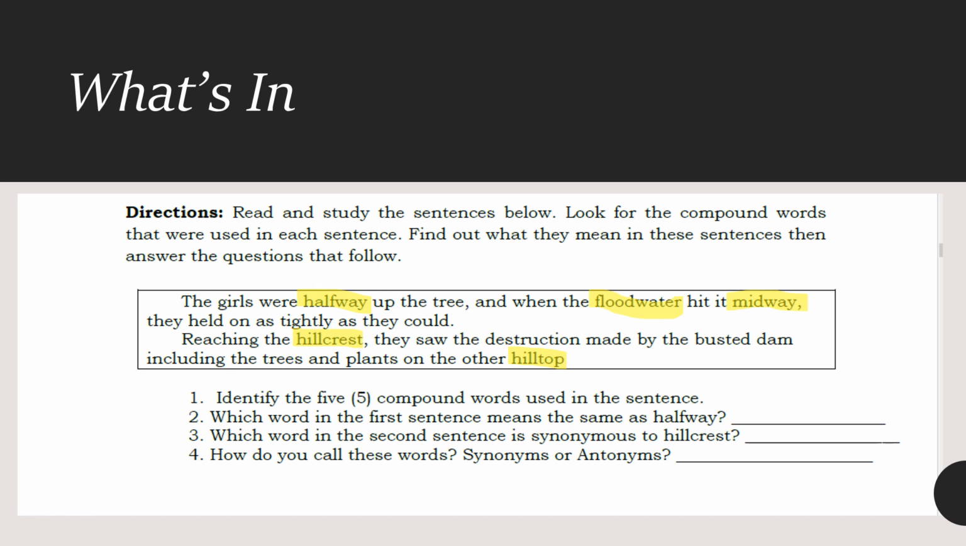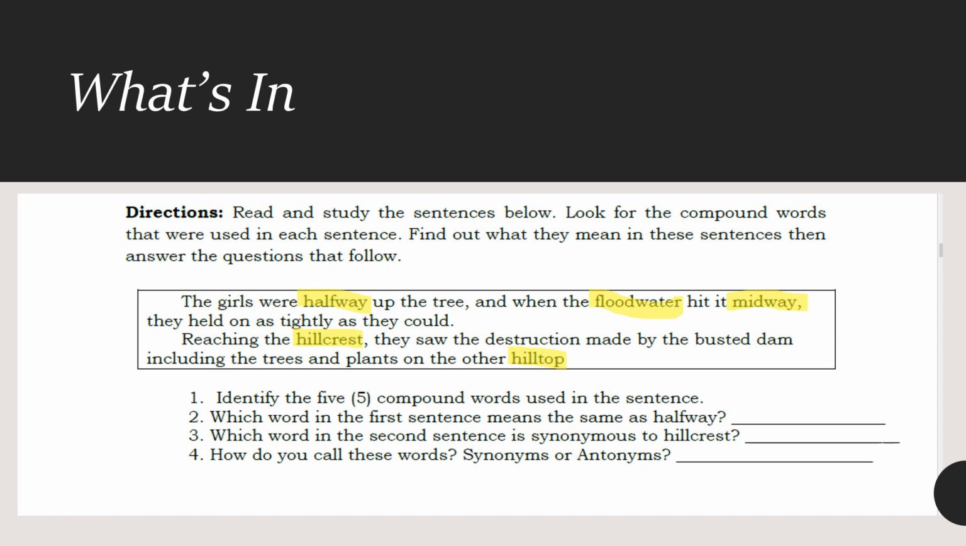First question. Identify the 5 compound words used in the sentence. So I highlighted the compound words that we used in the sentence, and these are halfway, floodwater, midway, hillcrest, and hilltop. For the second question, which word in the first sentence means the same as halfway? The first sentence is, the girls were halfway up the tree, and when the flood water hit it midway, they held on as tightly as they could.